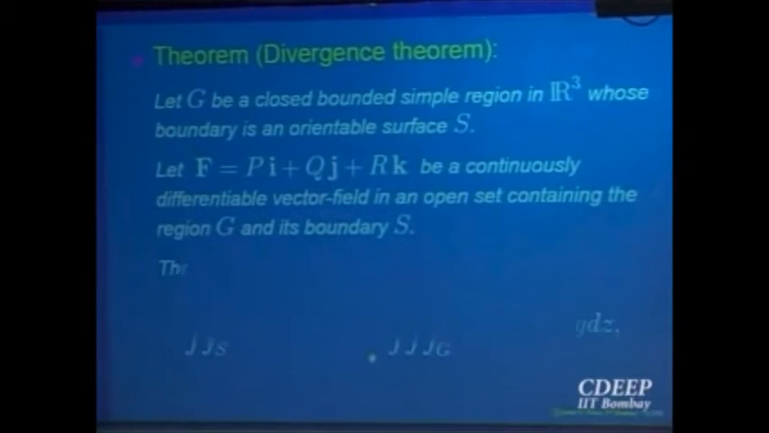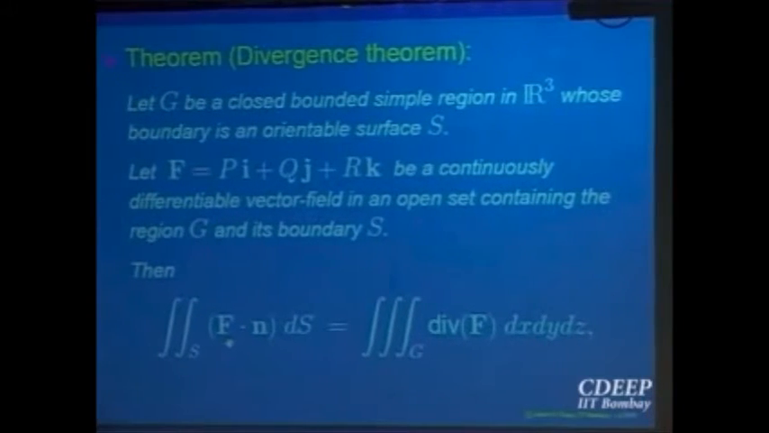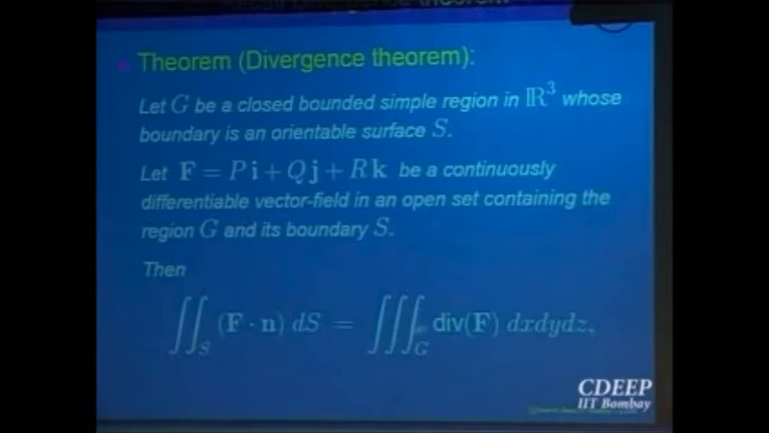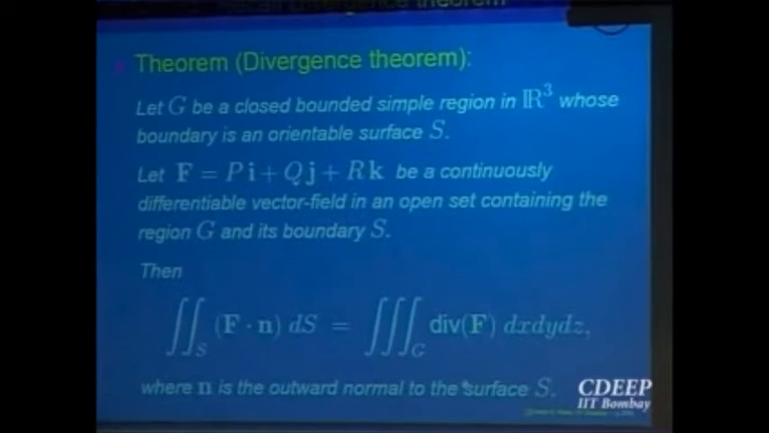So all nice conditions are put so that the flux of F across S, that is the integral of F dot n dS, is defined, and the theorem says it is equal to the triple integral over G, the region enclosed by S, of the divergence of that vector field. So that is the divergence theorem. On this side S is orientable, so n is the outward unit normal, that is the care one has to take. The right hand side is a triple integral, so no problem arises.